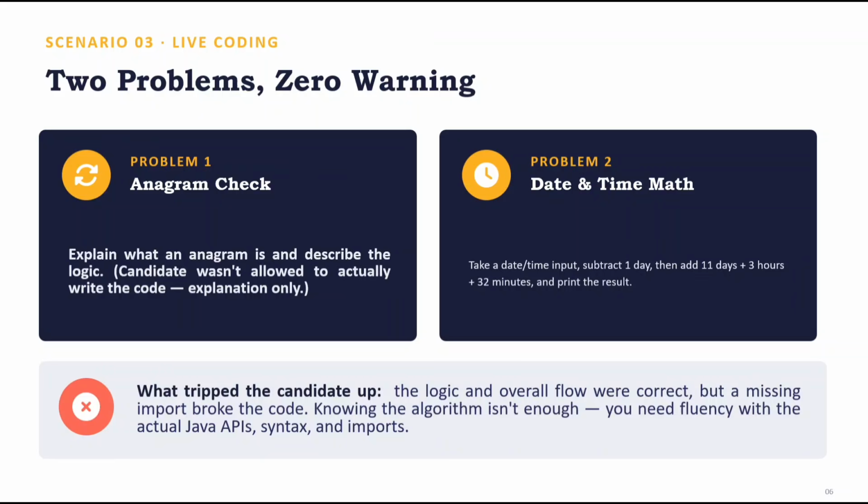And this time he gave a completely different coding question. He said, take date and time from the user as an input, subtract 1 day from it and then add 11 days, 3 hours and 32 minutes and print the final date and time on the console. So the candidate had worked with date and time in his project, so he was able to write the logic and explain the overall flow correctly, and he missed one import statement and asked for help with that. But the interviewer pointed it out, your logic and flow was correct, but you missed the import statement.